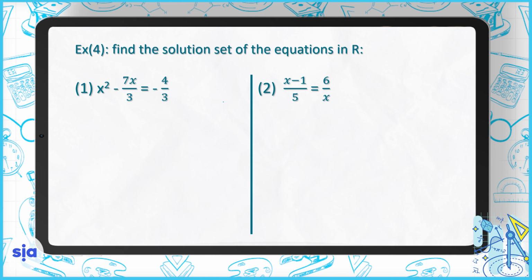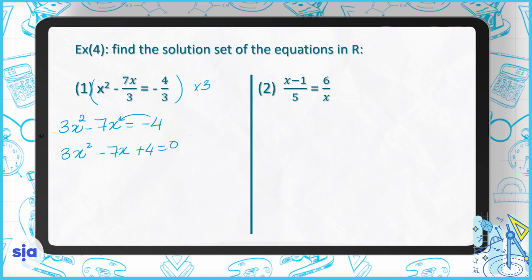Let's move to another type, which is in exercise 4. How can we solve this? Here we have denominators that are irritating us, right? I can easily multiply the whole equation by 3. So it will have 3x² minus 7x equals negative 4. If you move the negative 4 to here, it will be 3x² minus 7x plus 4 equals 0.